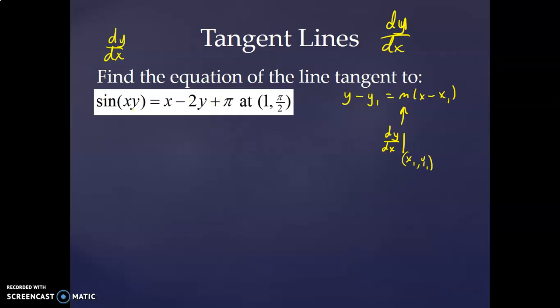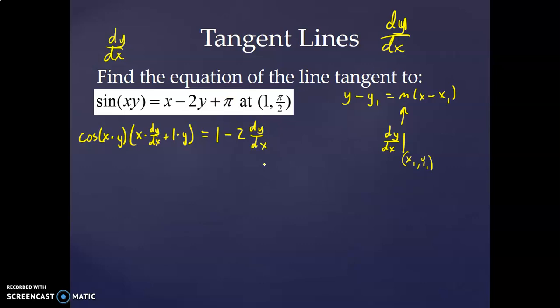So let's start with sine of xy. The derivative of sine of xy would be cosine of xy, and then the derivative of xy. So I have to use the product rule here. x times dy/dx plus the derivative of x, which is 1, times y, equals... the derivative of 2y would be 2 dy/dx, and then the derivative of pi goes away.